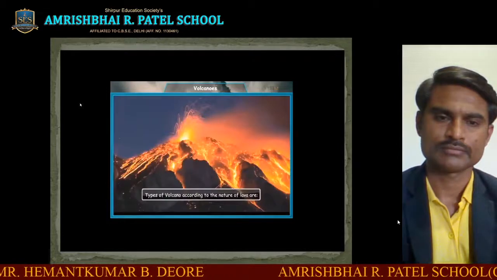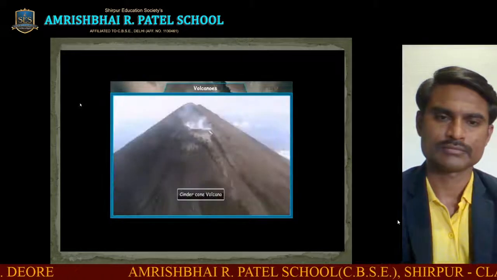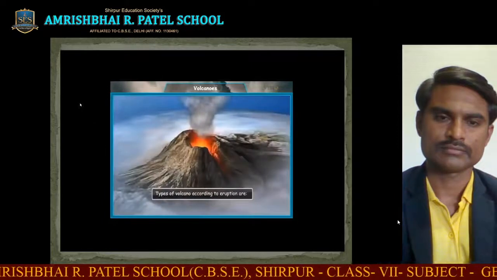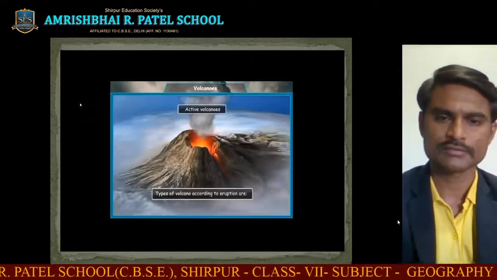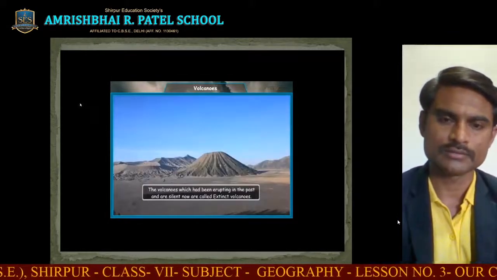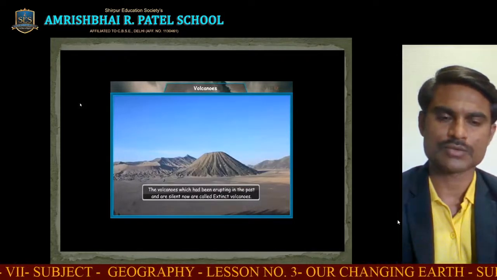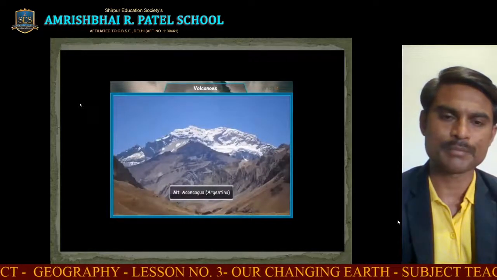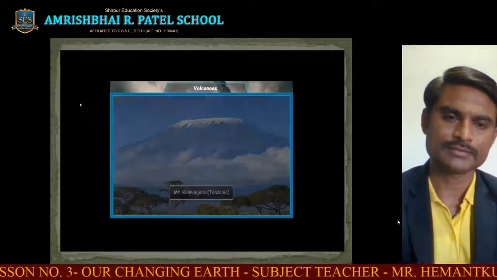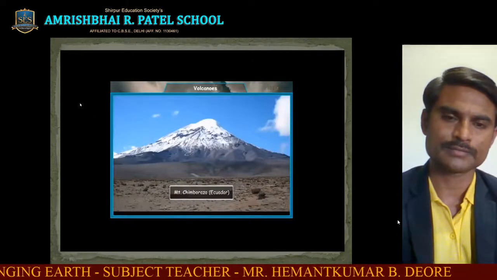Types of volcano according to the nature of lava are shield volcano, cinder cone volcano, and composite volcano. Types of volcano according to eruption are active, dormant, and dead. The volcanoes which had been erupting in the past and are silent now are called extinct volcanoes. Examples: Mount Aconcagua in Argentina, Mount Kilimanjaro in Tanzania, Mount Kenya in Kenya, and Mount Chimborazo in Ecuador.